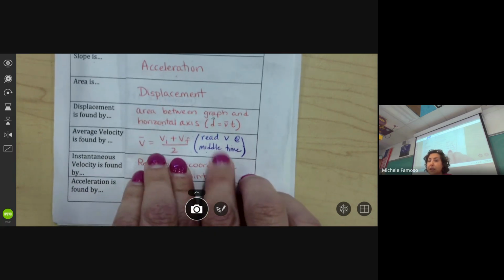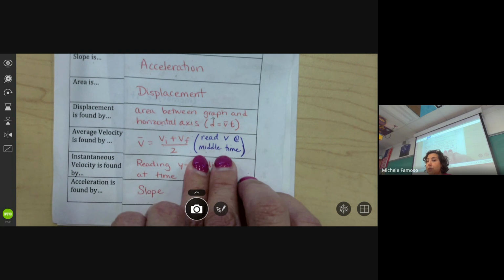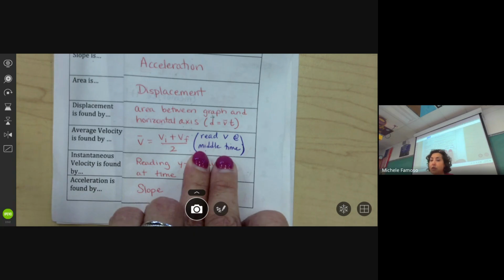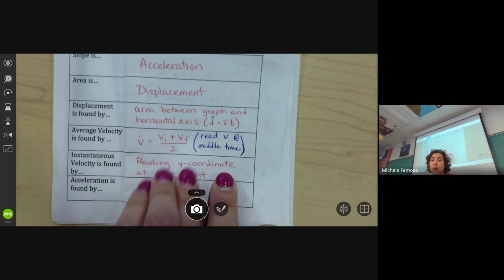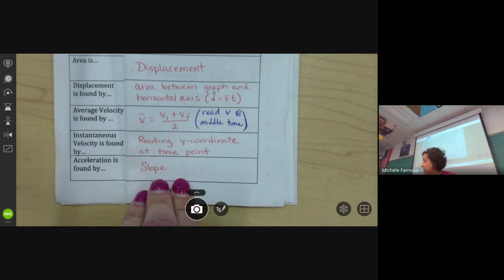To get the average velocity, you have one of two ways. You can either calculate it using the equation that you had to add to your reference table: V bar is VI plus VF over 2, right? You average two values. Or you can go to the middle time and just go up and over and read the graph at that middle time, and that will give you the average value. So for example, if I wanted the average velocity between 0 and 2 seconds, you would read the graph at 1 second. That's the middle time. Instantaneous velocities are just found by reading the y-coordinate off the graph at that time, and the acceleration is found by calculating slope.